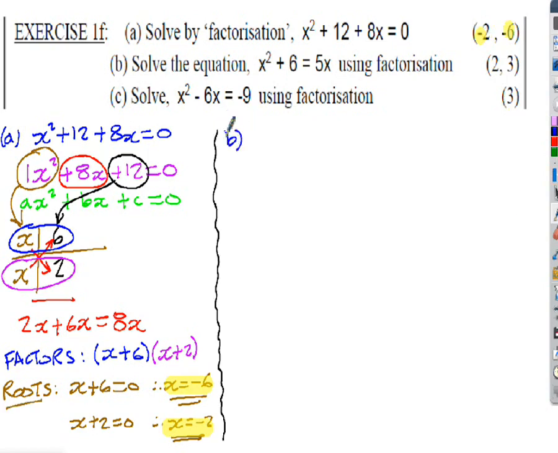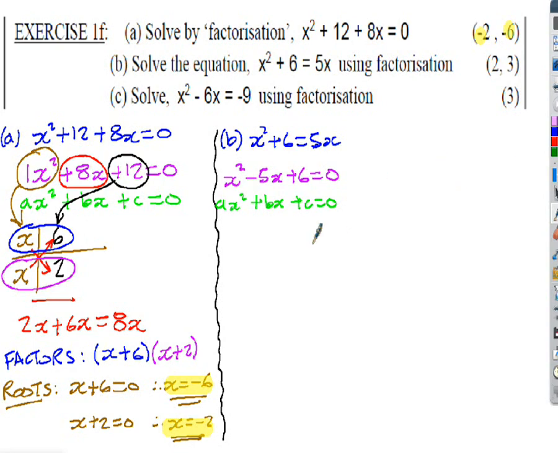Part B here, we're given the equation x squared plus 6 is equal to 5x. That's not in the form we need, the ax squared plus bx plus c format. So subtracting the 5x from both sides of the equation, I will get x squared minus 5x plus 6 is equal to 0. I've again got my form of the ax squared plus my bx plus my c is equal to 0. I've got that generic form.